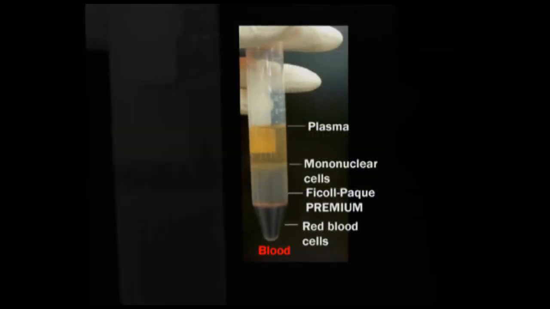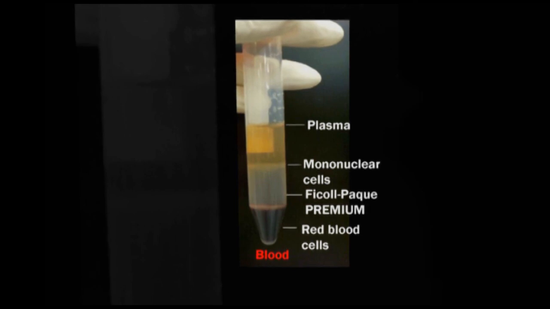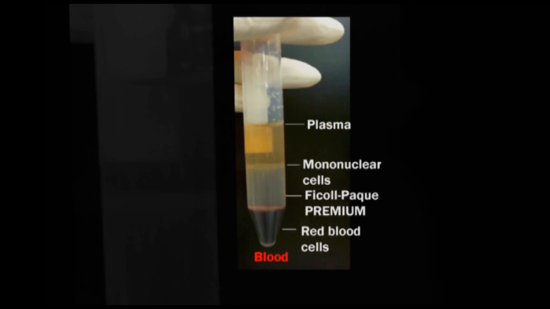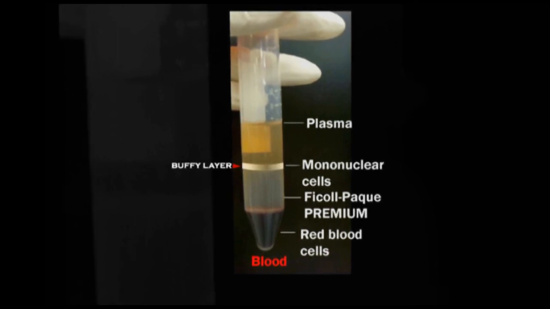In step 5, after the centrifugation, the tube is slowly removed from the centrifuge machine and the different layers of the cells are observed. Using a sterile pipette, the solution at the interface of the Ficoll layer and the plasma is slowly pipetted out into a fresh tube. This interface region is also called the buffy coat because of its appearance.